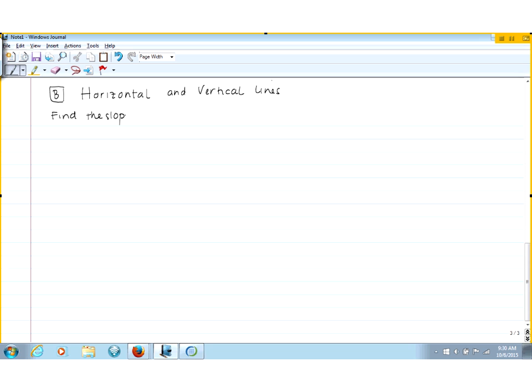So, for example, find the slope of the line y is equal to -3. So what type of line is y equals -3? This is a special line. So do you remember what type of line is this? Horizontal line? Yes.